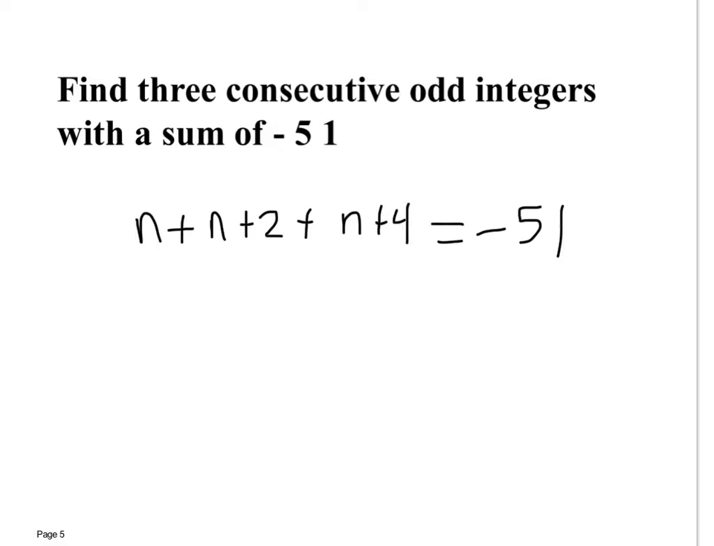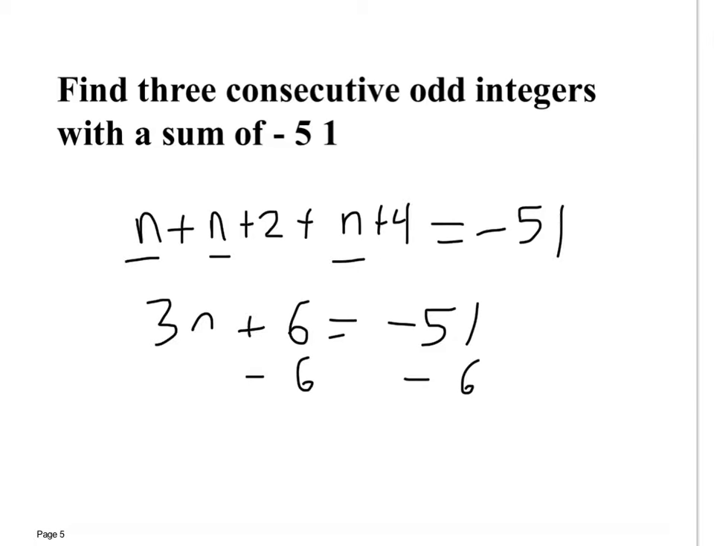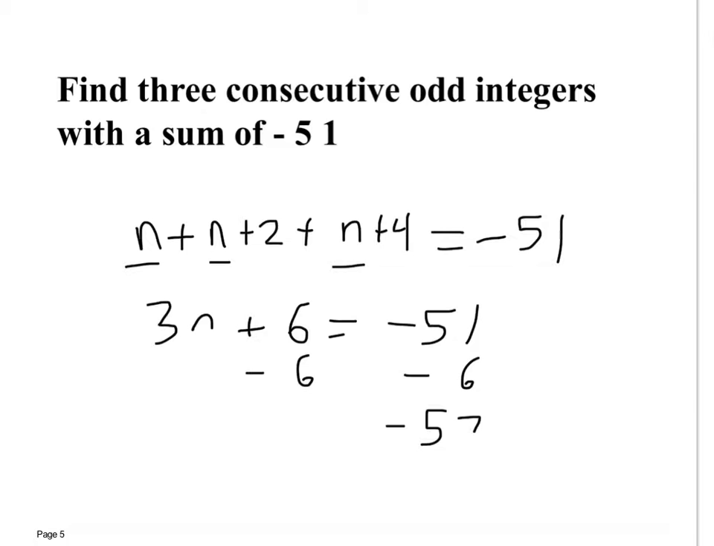So what we do is we add like terms, n and n. How many n's do I have up there? 3. So 3n plus, and then I have 2 plus 4, which would be 6. That gives me negative 51. We solve for n. So I subtract 6, the farthest thing away from n. What is negative 51 minus 6? Negative 57. So we have 3n on this side and negative 57 on the other side. I need to divide by 3.